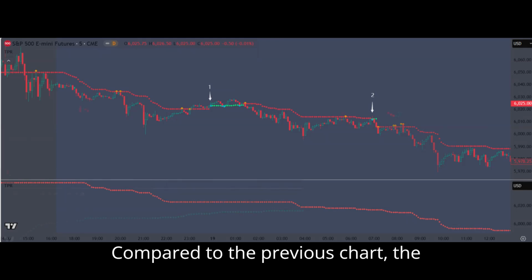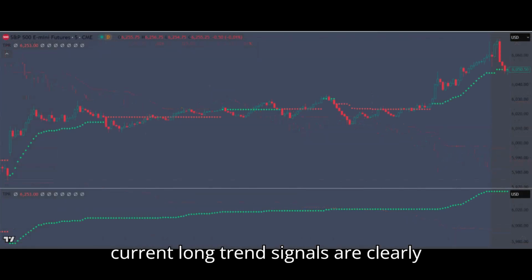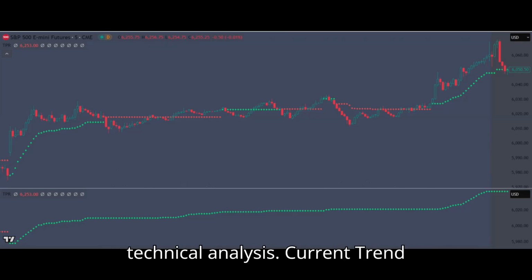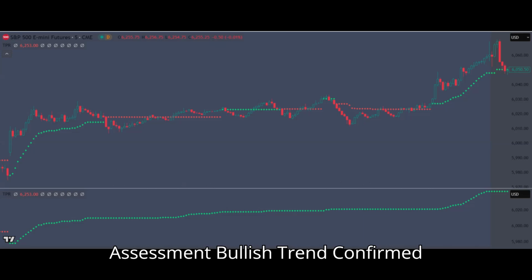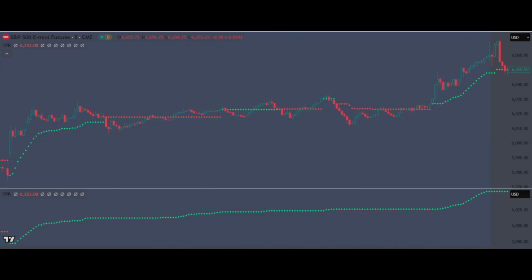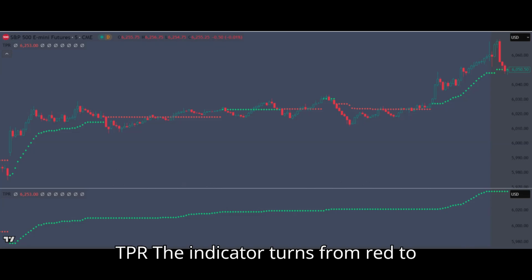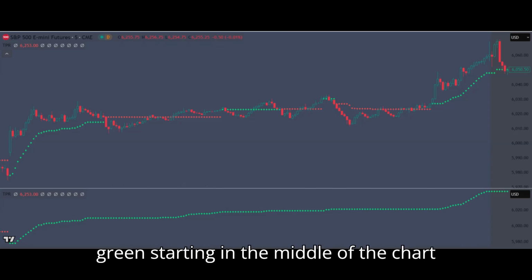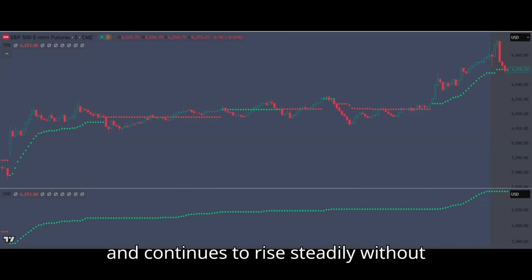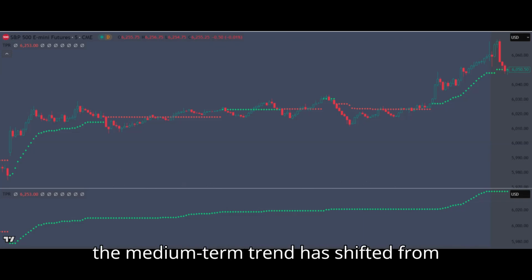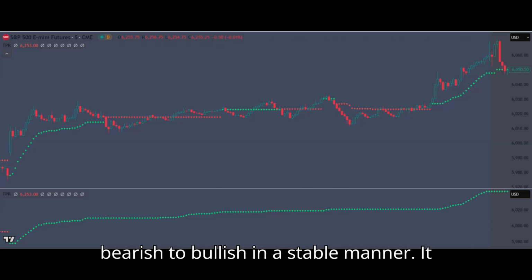Compared to the previous chart, the current long trend signals are clearly more bullish. The following is a detailed technical analysis. Current trend assessment: bullish trend confirmed. Small blue diamond subchart, long-term, TPR. The indicator turns from red to green starting in the middle of the chart and continues to rise steadily without switching back to red, indicating that the medium-term trend has shifted from bearish to bullish in a stable manner.